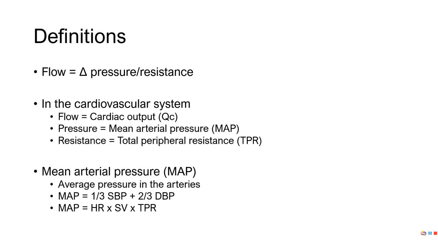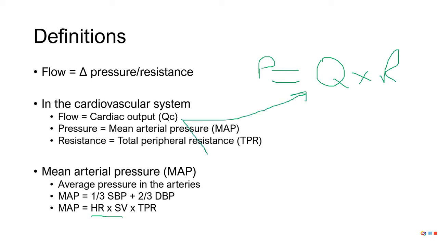Another thing that you can do is you can multiply heart rate times stroke volume times resistance. The problem is you can't actually calculate or measure total peripheral resistance. So we can actually estimate it if we know pressure, heart rate, and stroke volume. Okay, and the reason that we're able to do heart rate times stroke volume is because pressure equals flow times resistance. Well, in the cardiovascular system, flow is cardiac output, and flow equals heart rate times stroke volume.